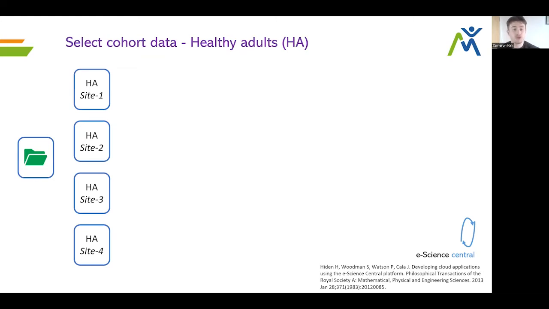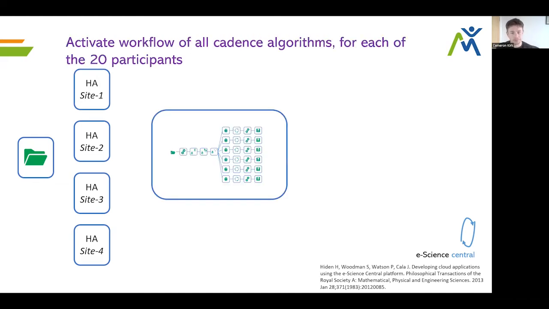So first, we created our driver workflow, which can iteratively run all Cadence algorithms for a single participant of the healthy adult cohort with a single click. The first block within this pipeline loads all of the healthy adult cohort data that was collected from each of the 4 sites. The next block of the driver will activate the Cadence workflow to run iteratively for each of the 20 participants within the cohort.